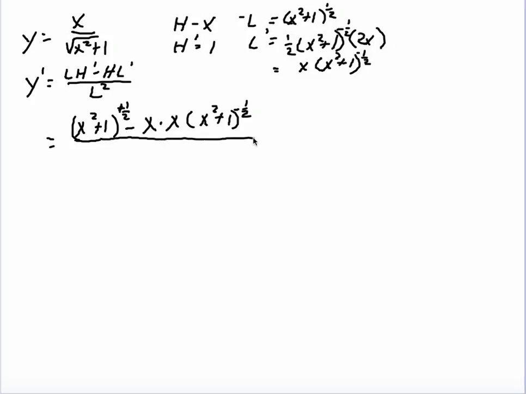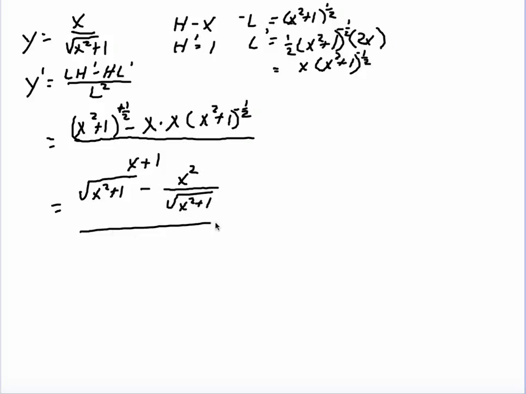So the numerator is x squared plus 1 to the 1/2 minus, this will be x squared when we combine them, x squared plus 1 to the negative 1/2 all over low squared, which is x squared plus 1 to the 1/2 squared, so that's just x squared plus 1. So let's go ahead and start doing some computation on this. x squared plus 1 to the 1/2, I'm just going to make that a square root of x squared plus 1 minus x squared over the square root of x squared plus 1. And all of this is divided by x squared plus 1.